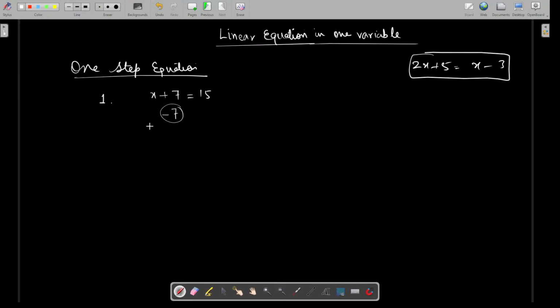Since we are subtracting 7 from the left side, we are going to do the same thing on the right side as well, because the golden rule that we have to remember is that what we do on one side, we do on the other side of the equation as well. Okay, that's the simple rule that we have to always follow.